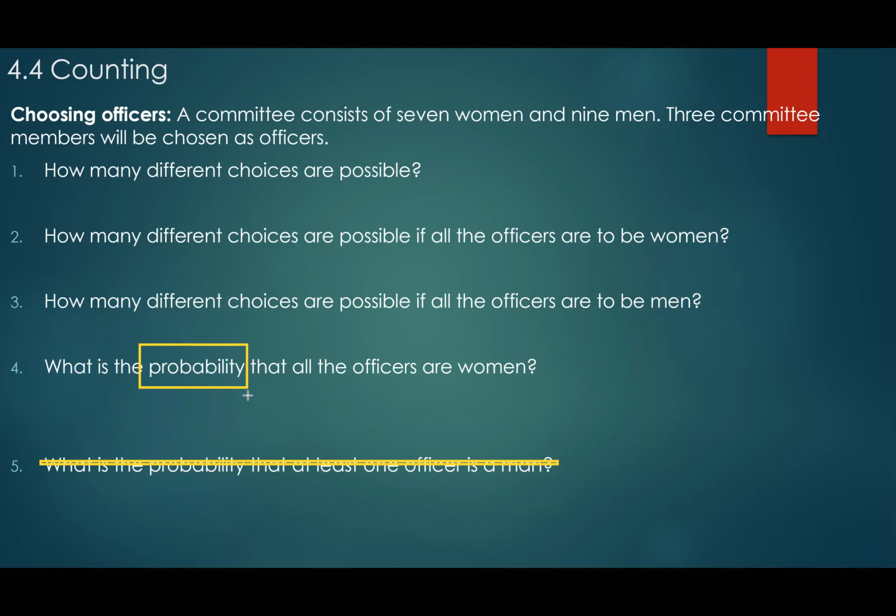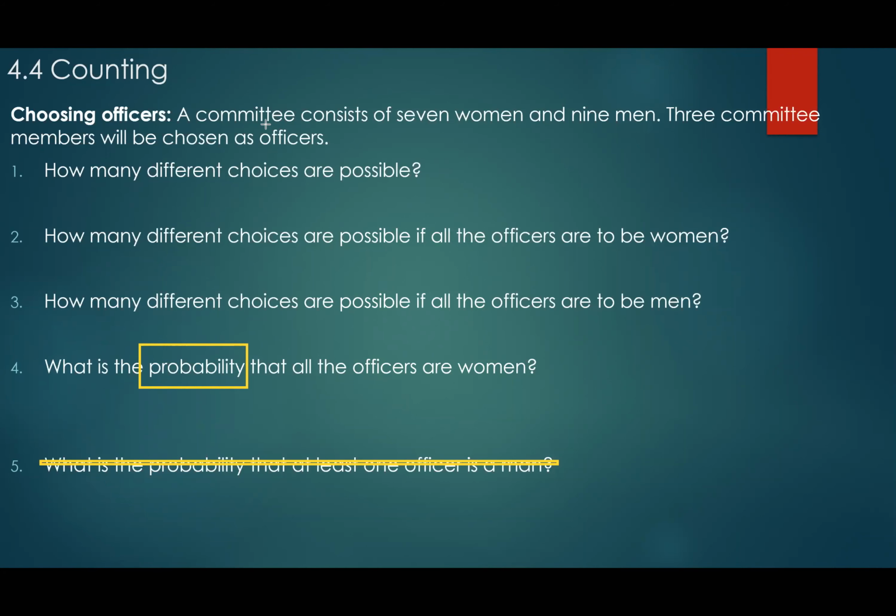But if they just give you a committee consists of 7 women and 9 men, 3 committee members will be chosen as officers, what is the probability that all the officers are women? If they jump into just what is the probability, you need to remind yourself that there is a hidden part. In order for me to find a probability, first I need to know how many total possible ways there are to choose. And from those total possible ways, how many ways can I specifically choose just the women? So if they don't give you a step-by-step, you need to find those items in order to find number 4.